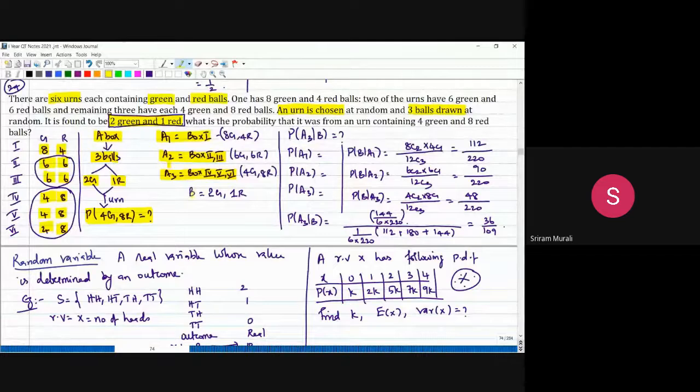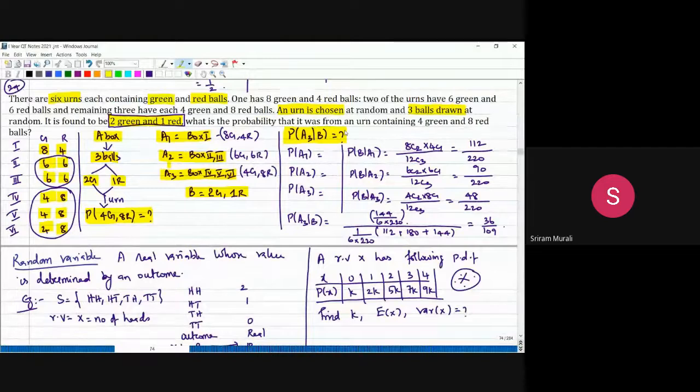Now, what is your B? This B is this. My question is, it is found to be 2 red and 1 green, that is B. If it is from a box containing 4 green and 8 red, I have to find A3. If I take from this section, what is the chance? What is A3 given B is the question. Have you understood first the given? Once again, sir.